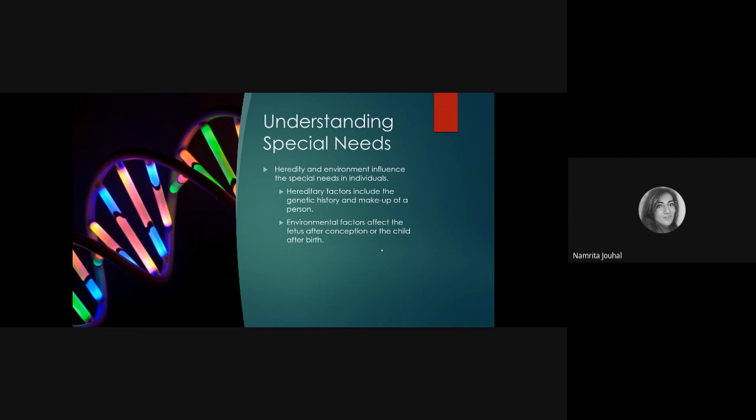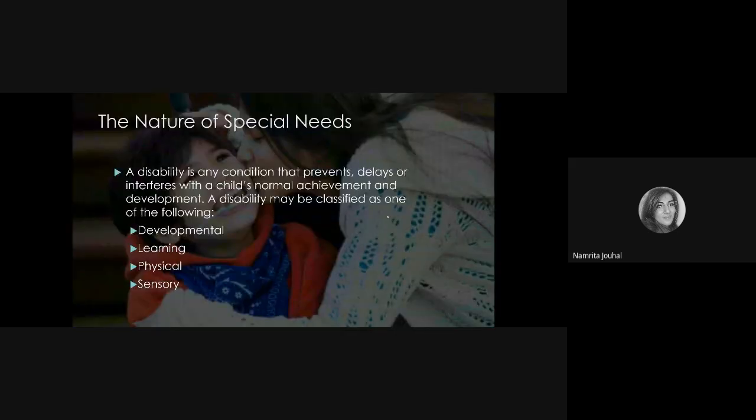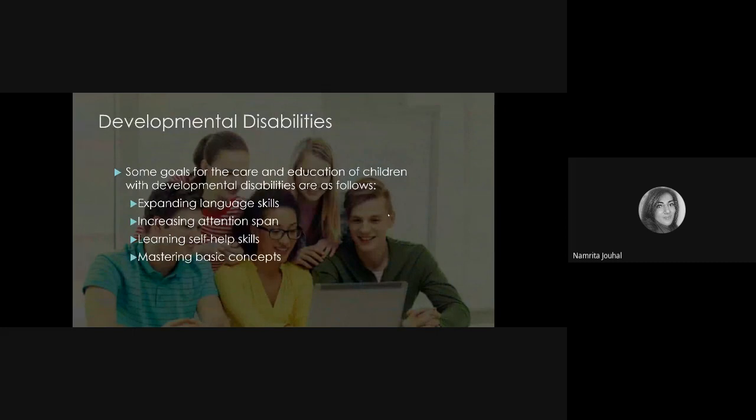As a teacher, as an educator, and somebody who leads the program, you need to understand that and accordingly do a background check of the child once they are admitted to the school. The nature of special needs of the students could be anything: delayed development, a learning disability, some physical issues, or some sensory issues. All these come under special needs, or students with differently abled facilities that the school needs to provide.